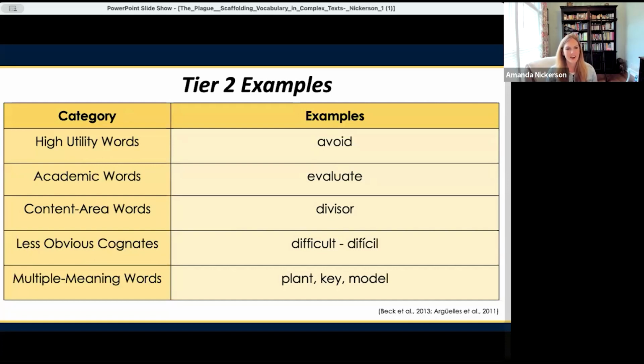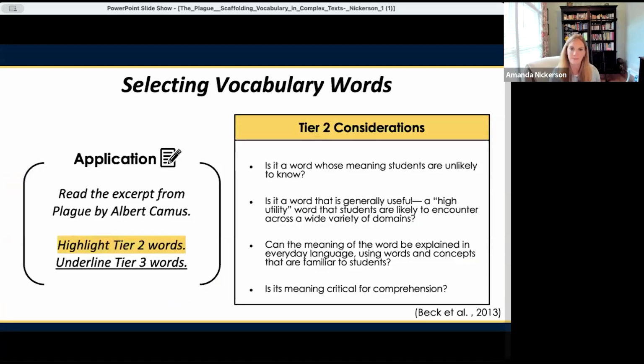You notice here there are less obvious cognates like difficult and difficile, and then multiple meaning words that warrant some instruction, right? The different meanings of the word plant or key or model. And so what research has shown us again and again is these are the words we want to prioritize for instruction. They're going to take the lion's share of our time, and we're going to strategically select words that might be tier 3 words or possibly tier 1 words with select students like English learners to make sure that students understand the vocabulary that is necessary for understanding those complex texts that we're reading.